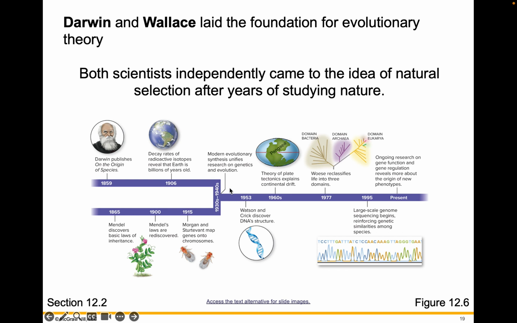All right, and then in the 30s and 40s, modern evolutionary synthesis, or theory, unifies the research on genetics and evolution. This is when we're able to put these two ideas together. In the 50s, Watson and Crick and Rosalind Franklin discovered the structure of DNA. In the 60s, the theory of plate tectonics explains continental drift. It also explains why we see certain organisms distributed across the continents the way we do.